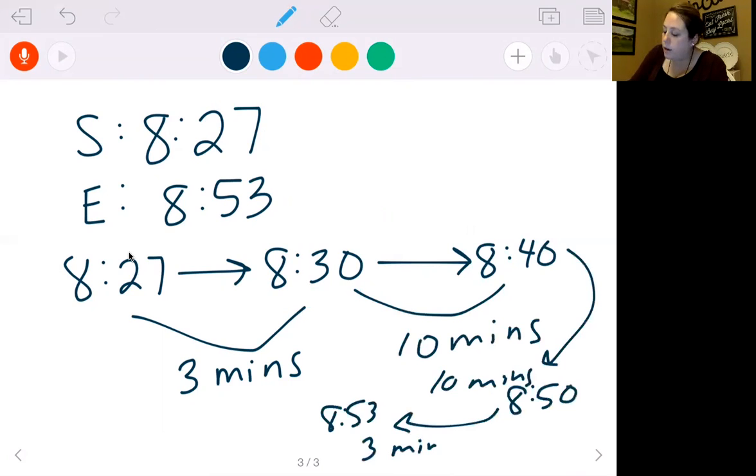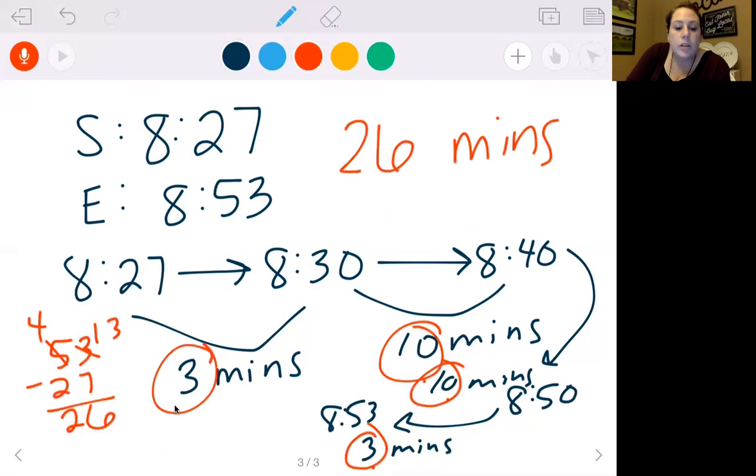So I'm going to use red and let's circle. We got 3 minutes, 10, 10, and 3. Let's start with 10. 10 plus 10 is 20, plus 3 is 23, plus another 3 is 26. So 26 minutes. And this one would work if we did 53 minus 27. We need to borrow 13. So let's count up 8, 9, 10, 11, 12, 13, 6. 4 minus 2 is 2. Okay. So let's do one more.